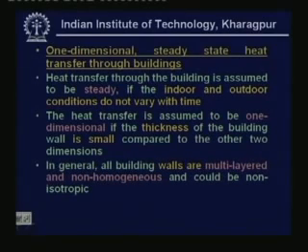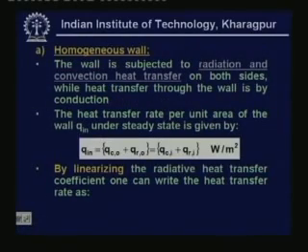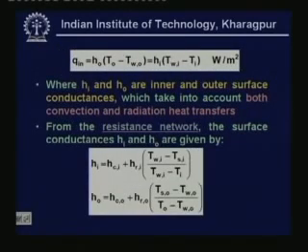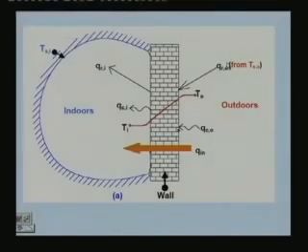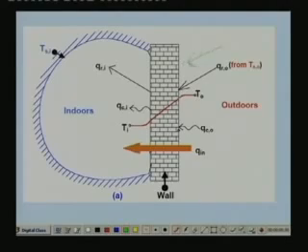In general, all building walls are multi-layered and non-homogeneous and could be non-isotropic also. First, let us look at homogeneous walls, then we shall discuss non-homogeneous walls. So, a homogeneous wall is subjected to radiation and convection heat transfer on both sides, while heat transfer through the wall is by conduction. So, let me show a picture of this. So, this is a homogeneous wall. Okay, so this is the wall, and these are the outdoors, and this is the indoors.